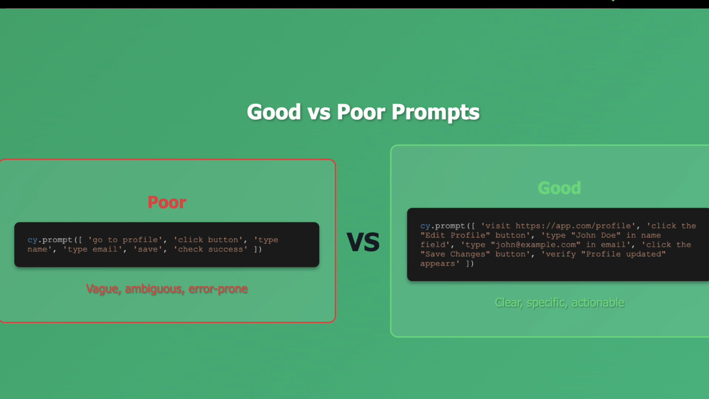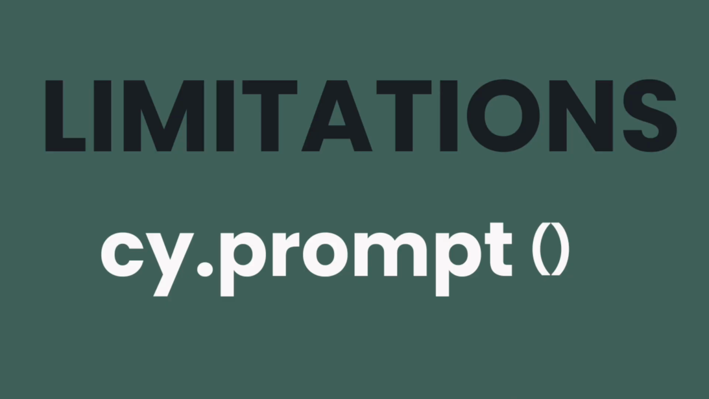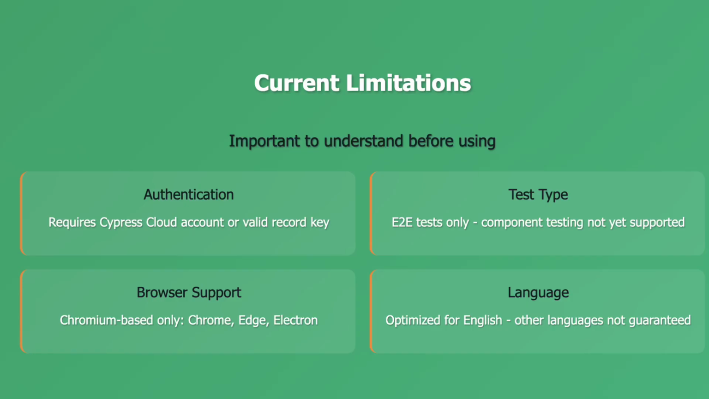All right. Now let's talk about some limitations. Cy.prompt is incredibly powerful, which we have seen now, but it's also important to understand what it can do and what it cannot do, especially since it's currently in experimental release. Number one limitation, you must have a Cypress Cloud account. This is important for the AI communication. So make sure you have the Cypress Cloud account.